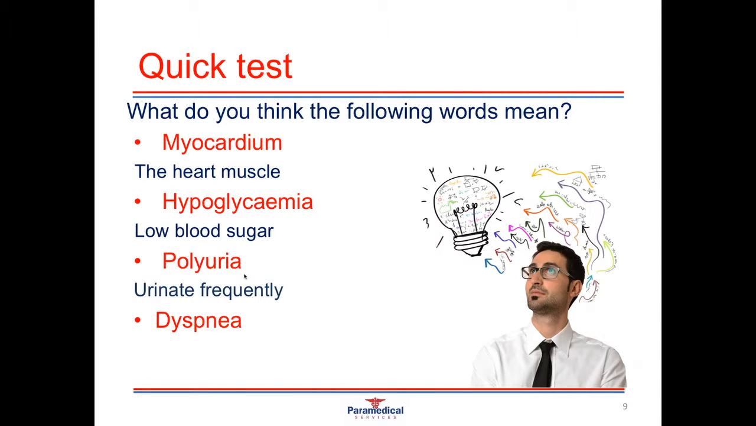The next word is the term dyspnea. The prefix here is dys, which means difficulty, and the root word over here is pnea, which means breathing. So if we put those two words together, that gives us the term difficulty in breathing.